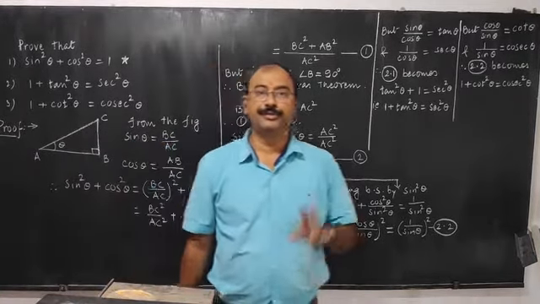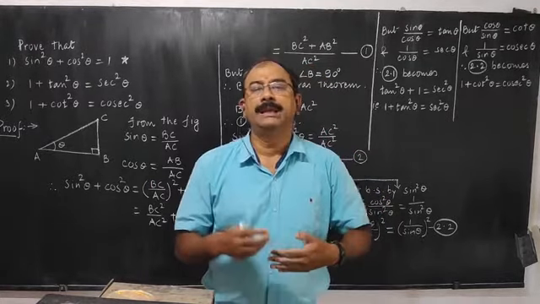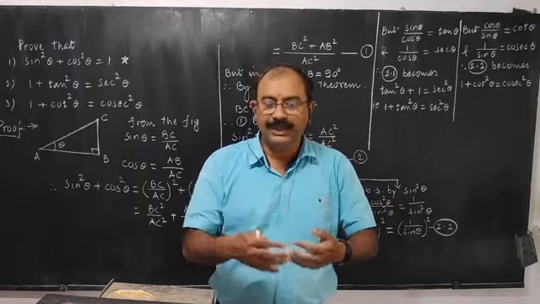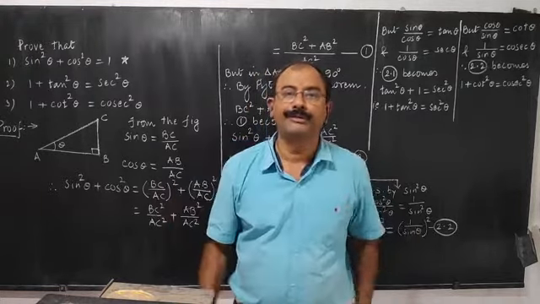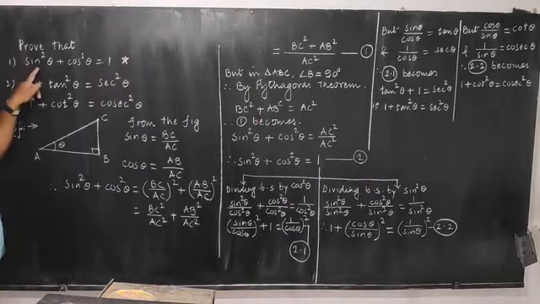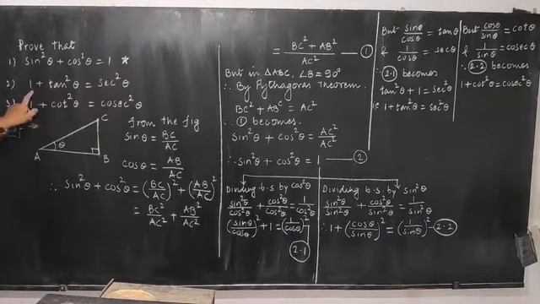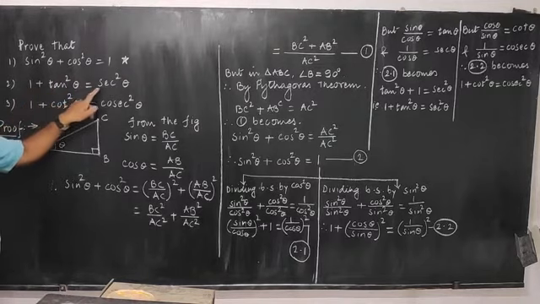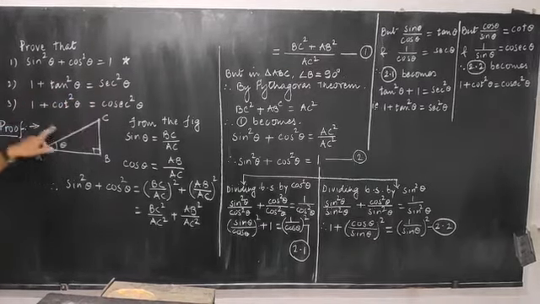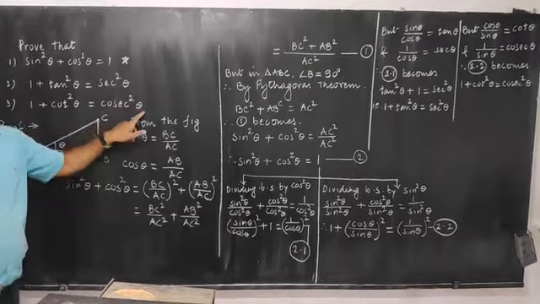Let us prove three most important formulae in trigonometry, and these formulae are going to generate some more formulae in the future. The formulae are: sin square theta plus cos square theta is equal to 1. 1 plus tan square theta is equal to sec square theta. 1 plus cot square theta is equal to cosec square theta.